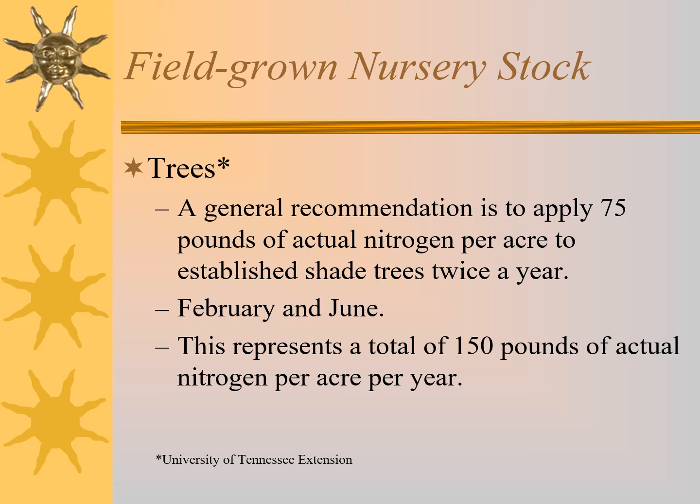So if you add 75 pounds of actual nitrogen per acre in February plus another 75 pounds of actual nitrogen per acre in June, this represents a total of 150 pounds of actual nitrogen per acre per year that would be applied to trees growing in a field situation.